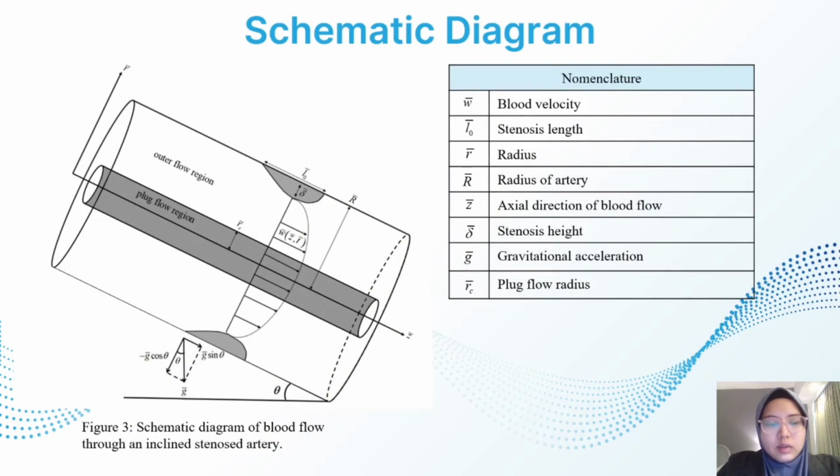Next is a schematic diagram. We can see in figure 3 here is a schematic diagram for the blood flow through an inclined stenosed artery. We can see that there is a presence of stenosis at the arterial wall here, and within the flow region there exist two regions, which are the outer flow region and the plug flow region. At the plug flow region, blood cells and other materials tend to accumulate here, and the overall artery is inclined to a certain degree theta, and the blood flow movement is along the z axis here, and it is affected by the gravity sine theta.